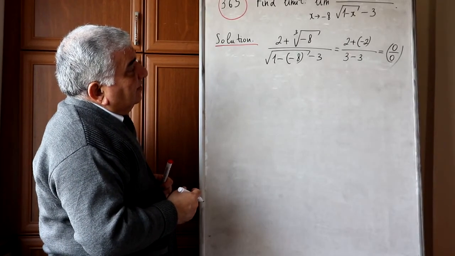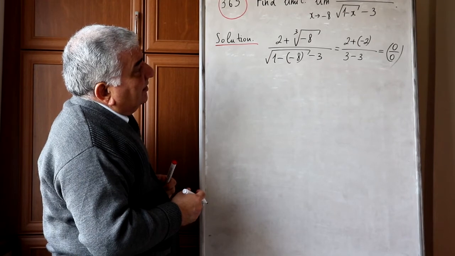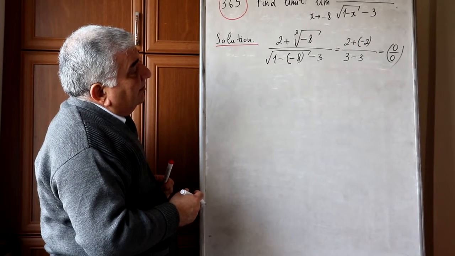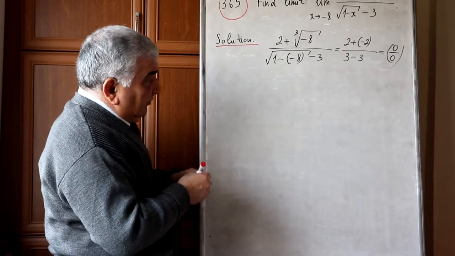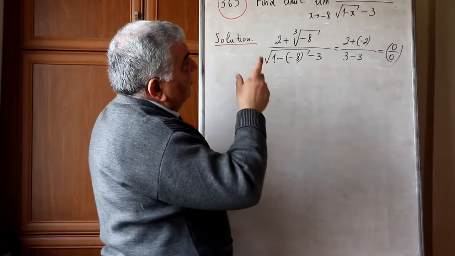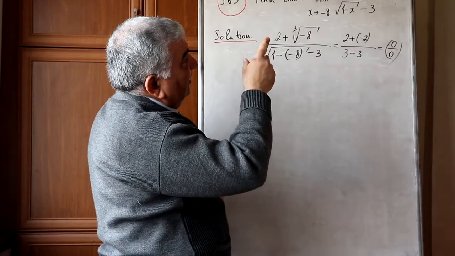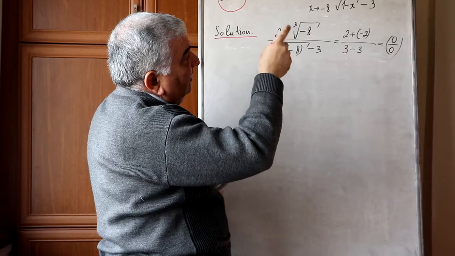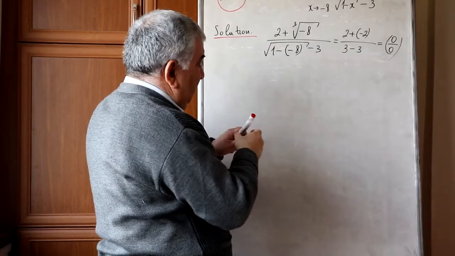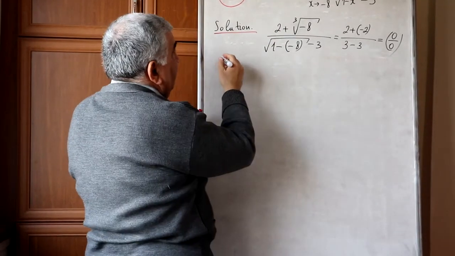Here we can use only one method, conjugation method. For this, multiply numerator and denominator by the cubic conjugation of numerator and quadratic conjugation of denominator.